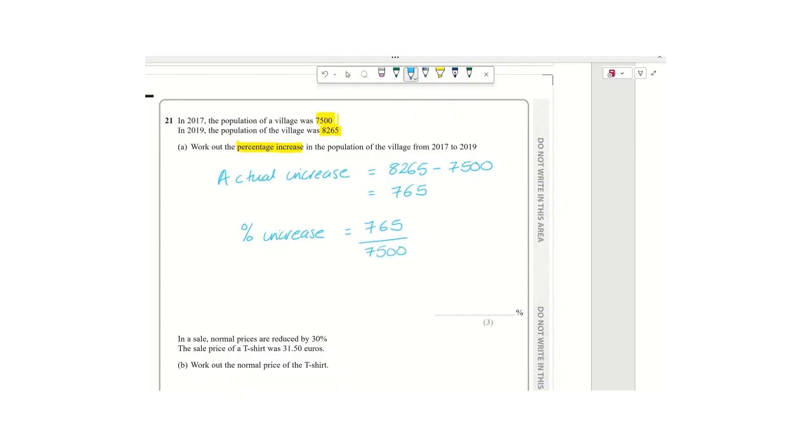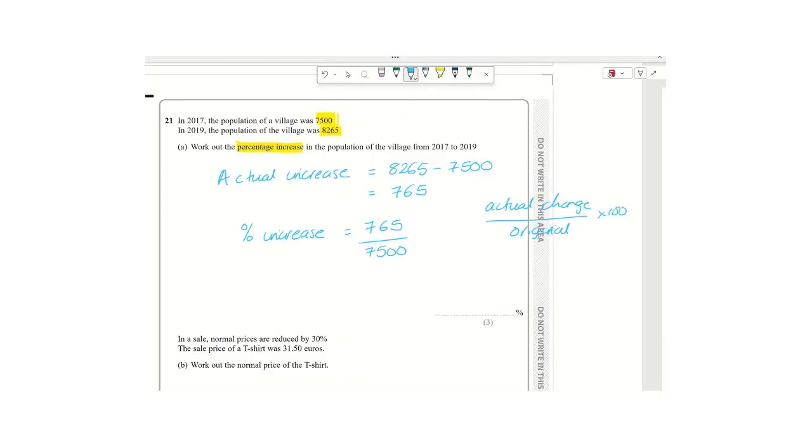Yeah, so we talked about percentage change being the actual change divided by the original number and then times by 100 to turn it into a percentage. So here we times it by 100. So do 765 divided by 7,500 and times by 100 gives me 10.2%.